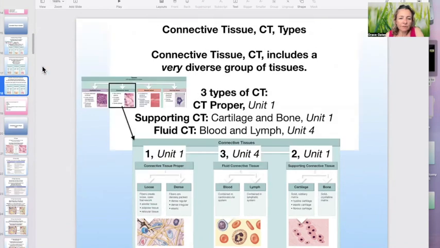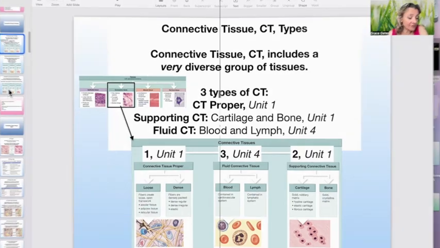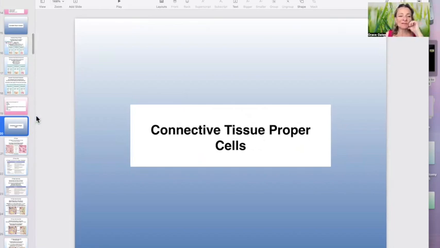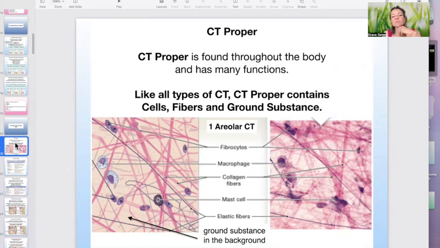And of course, if you think of connective tissue proper, which you probably don't know what that is, but we're going to learn today, compared to cartilage, bone, blood, and lymph, you can see that connective tissue is a very diverse group of tissues. Let's begin learning about connective tissue proper, which is the subject of this lecture. So connective tissue proper has cells, fibers, and ground substance, just like all the other types of connective tissue. It's found throughout the body, and it has many functions.